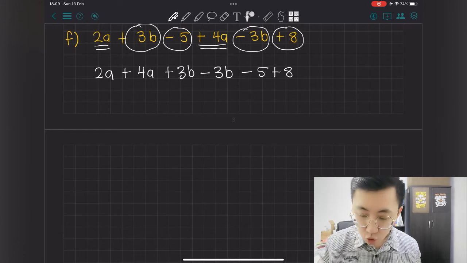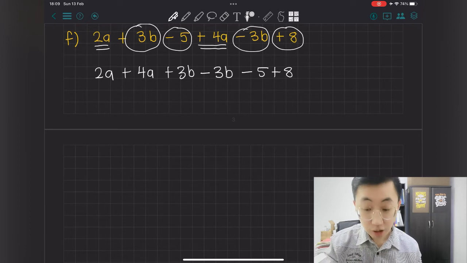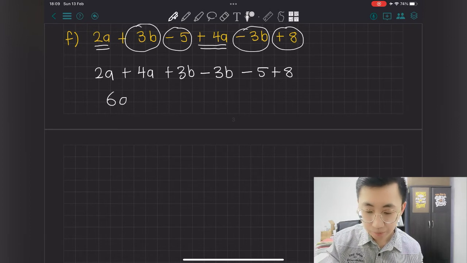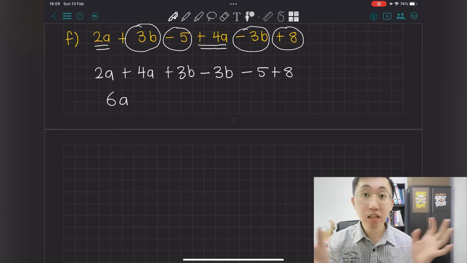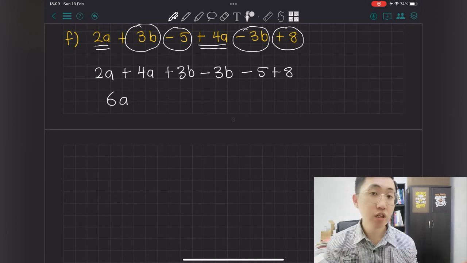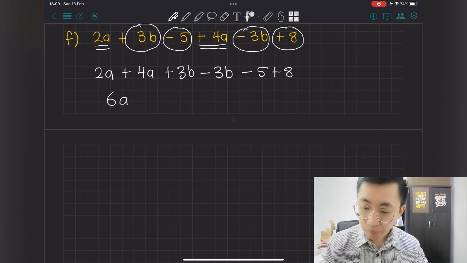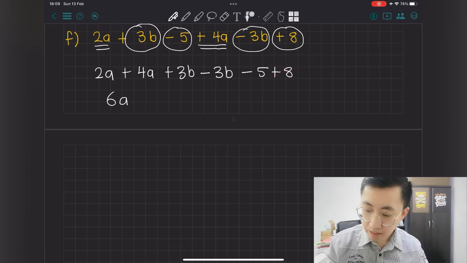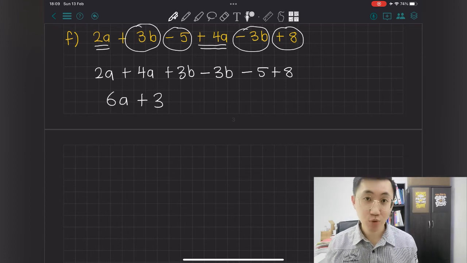Let's start. 2a plus 4a can combine because they are like terms, becoming 6a. This is 6a. Now, next one: 3b minus 3b cancel each other off. Plus 3 minus 3 cancel each other off, so it's 0. No need to write 0. Now focus on the last two, minus 5 plus 8. That's how you get plus 3. So that's it. This is the answer for the last question.